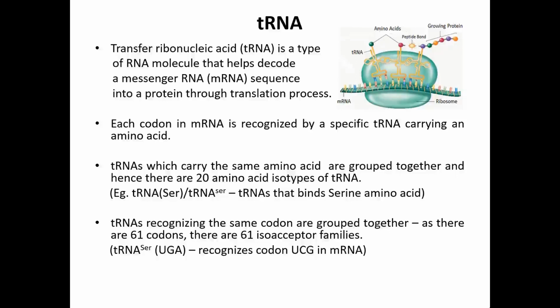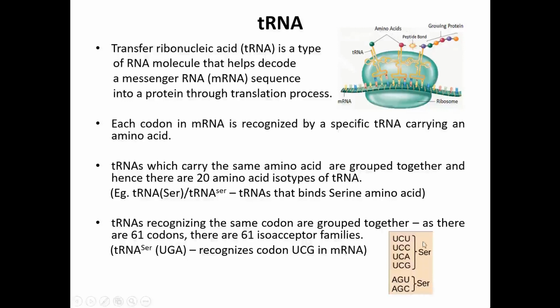tRNAs recognizing the same codons are grouped together. As there are 61 codons, there are 61 isoacceptor families. Here you can see the codons on mRNA which code for the amino acid serine. The tRNA which recognizes the codon UCG on mRNA carries the anticodon UGA. So this tRNA Ser UGA makes one isoacceptor family.